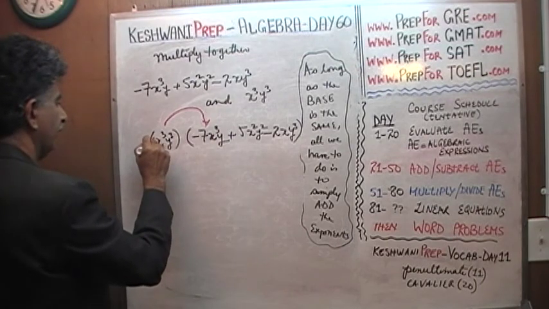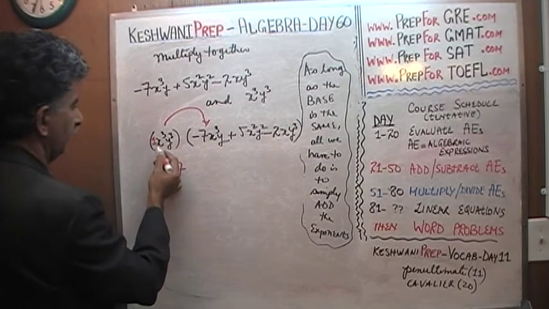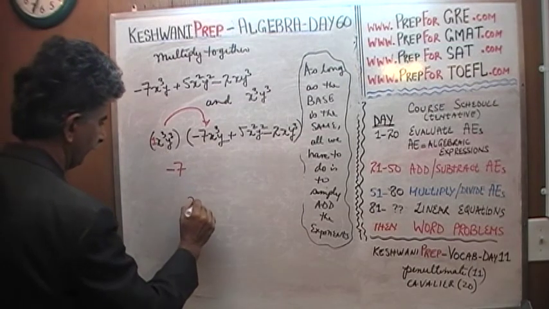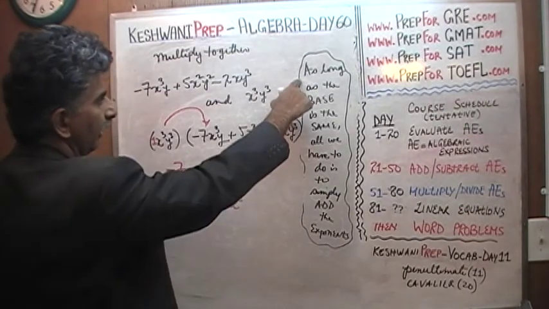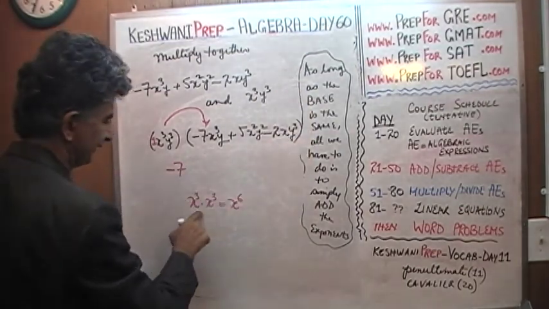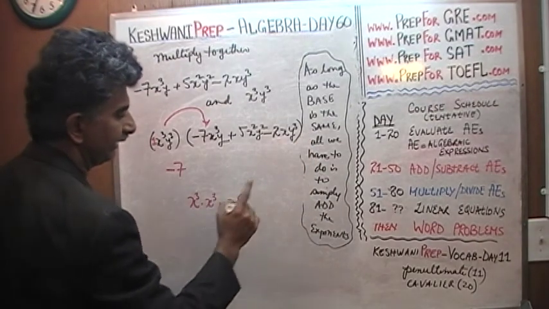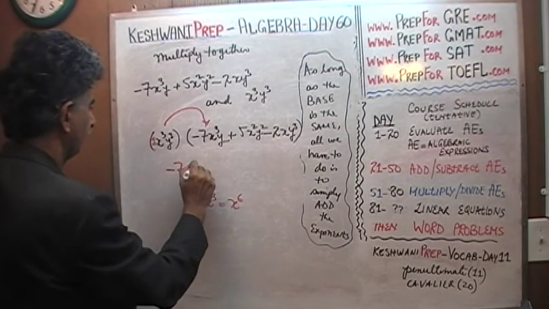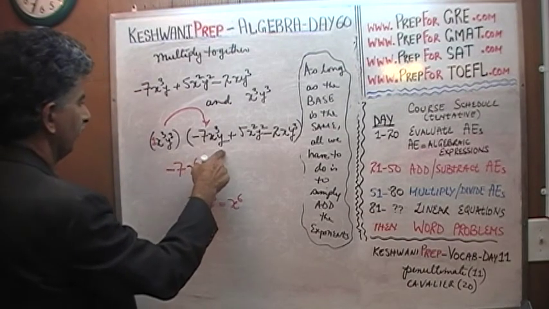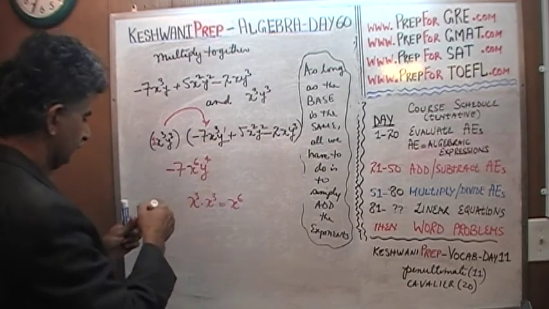So here we have 1 in front of it. A positive 1 and a negative 7 is going to give us negative 7. x cubed times x cubed is going to be x to the 6th. As long as the base is the same, all we have to do is simply add the exponents. And then y cubed times y to the 1st is just y to the 4th.